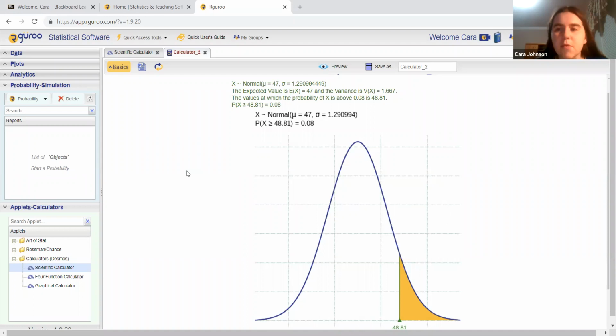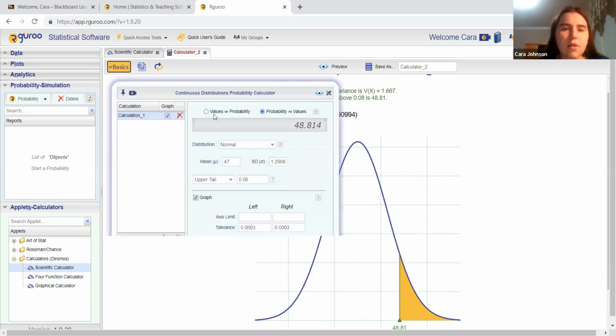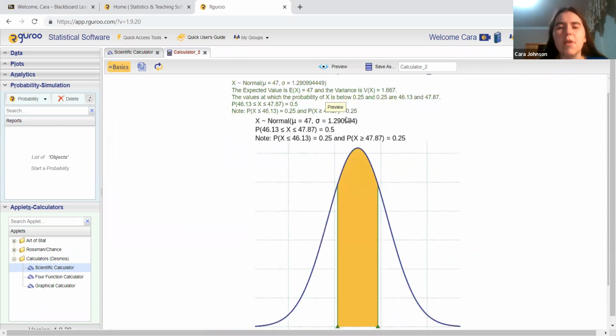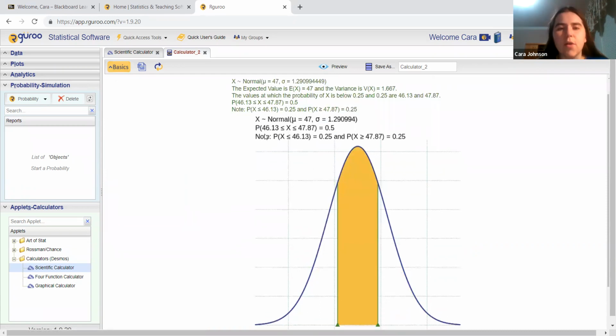And then the last question asks for the middle 50%. If I have the middle 50%, that means I have 25% on each of the edges, the remaining 50% divided in half. So I'm going to put between tails, and then my two tails are 0.25. And then hit the eyeball. And I'm getting my middle 50% being between 46.13 and 47.87.